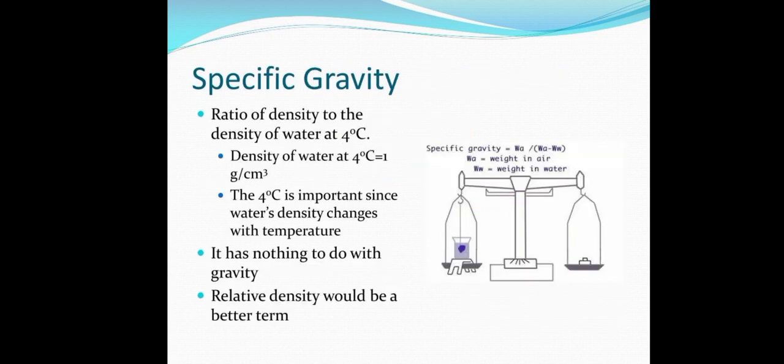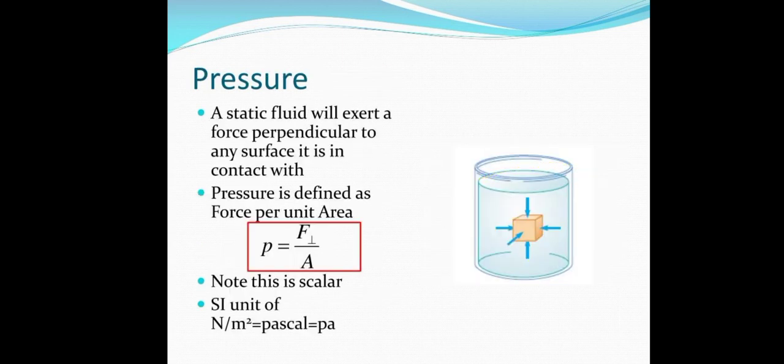Specific gravity. Ratio of density to the density of the water at 4 degrees Celsius. Density of water at 4 degrees Celsius is 1 gram per centimeter cube. The 4 degrees Celsius is important since water density changes with temperature. It has nothing to do with gravity. Relative density would be the better term.